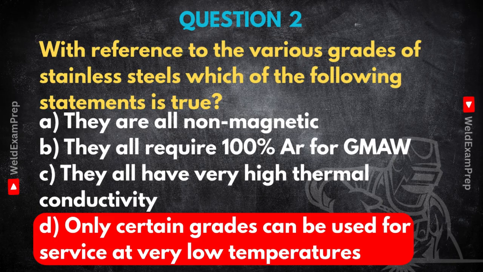Exactly. And C, high thermal conductivity? Actually, no. Compared to regular carbon steel, stainless steels generally conduct heat less well. So C is wrong too. Lower conductivity. Okay. Which brings us back to the answer: low temperatures.